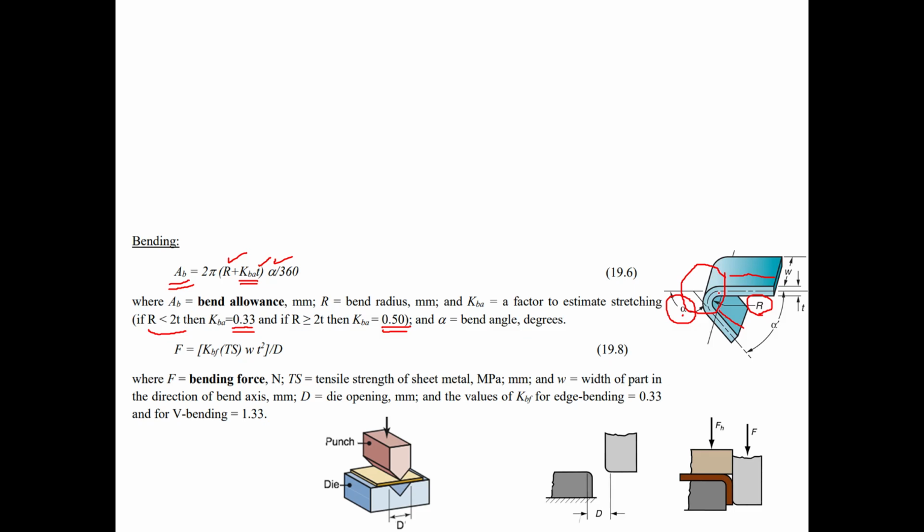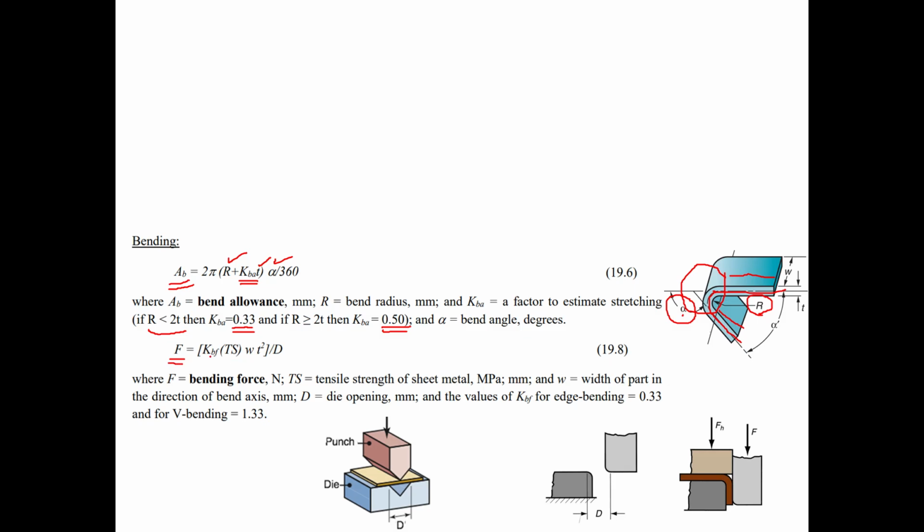Indeed, it is the representation of the neutral axis, this axis here. When R is smaller than 2t, then this neutral axis gets closer to the inside radius. Otherwise, it stays in the center or close to the center. So it is a representation of the position of the neutral axis. There is another equation for computation of the force in bending.